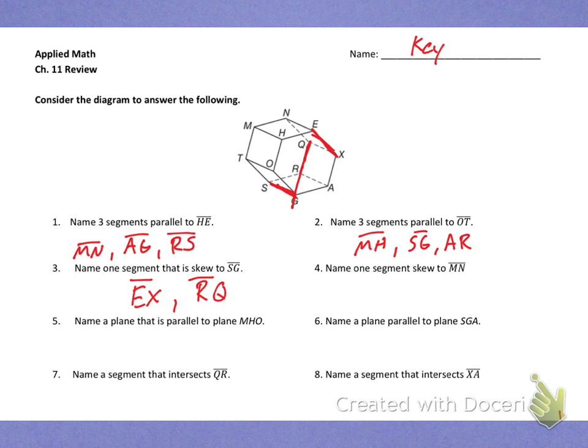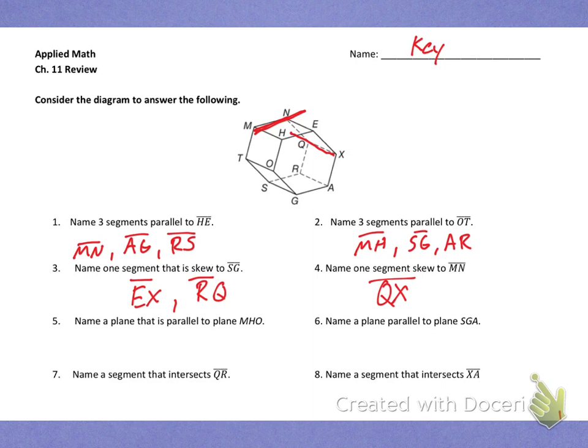All right, so number 4, name one segment that is skew to MN. So MN, I'm looking for a segment that's skew to that. I could do obviously several of them, but let's just say one of them would be QX. This is going to eventually run into this right here.